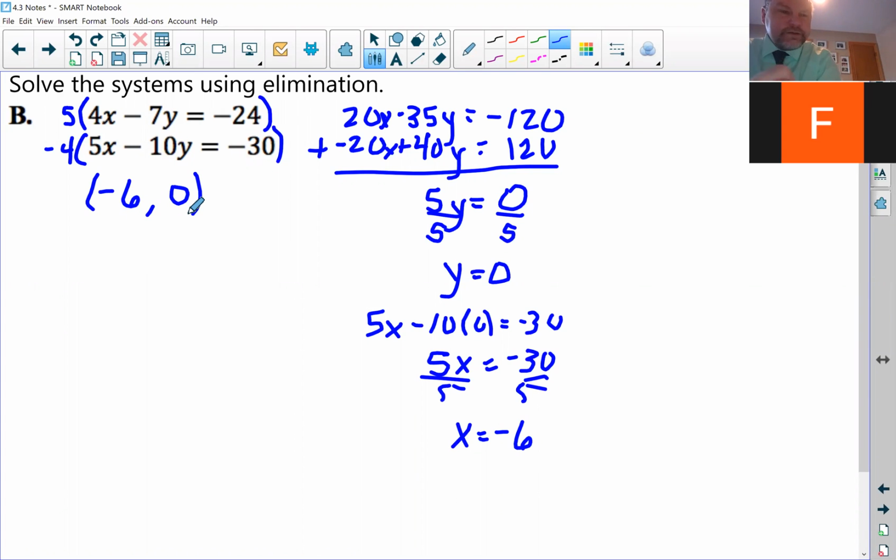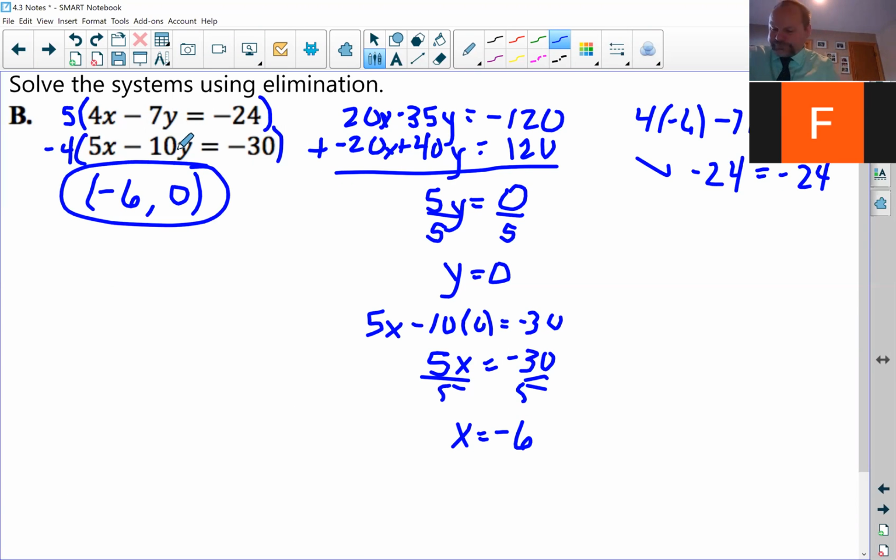And we'll check that with the first equation. 4 times negative 6 minus 7 times 0. Does that equal negative 24? Now 4 times negative 6 is negative 24. 7 times 0 is 0, so I'm not even going to worry about it. And the answer checks out. All right.